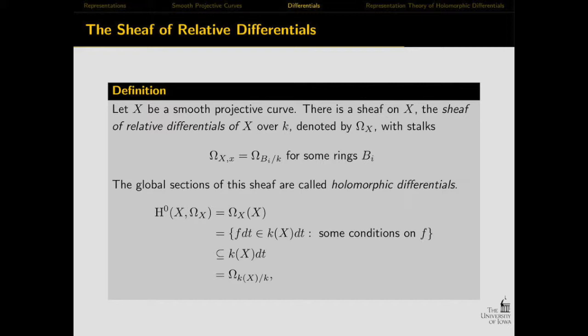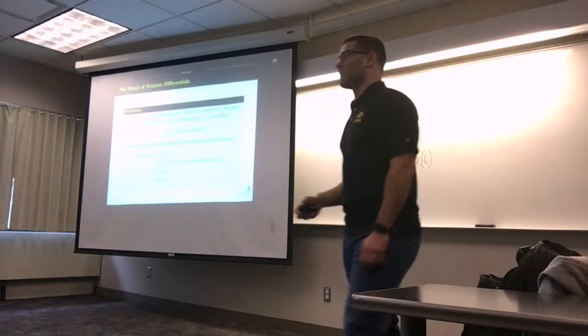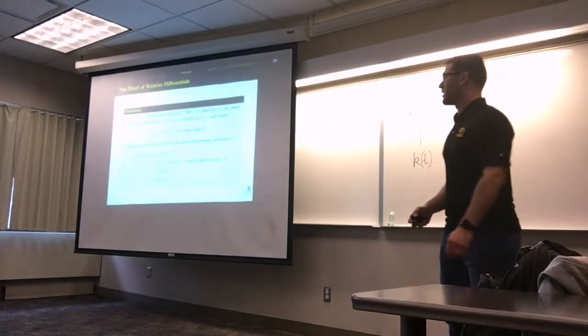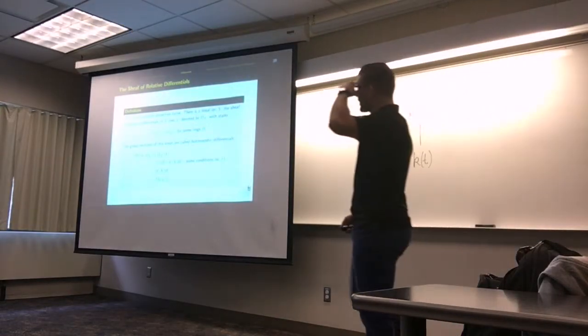And what is it as a set? I didn't put the conditions here, but you can think of it as all the elements looking like f dt in this function field, dt, with some conditions on f. So it's really a subset of the module of relative differentials for the function field of X over k. It lives inside there. So, what does that mean?